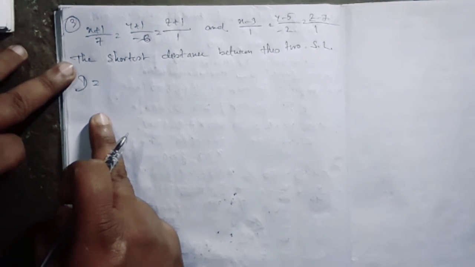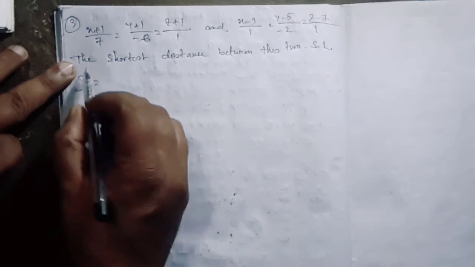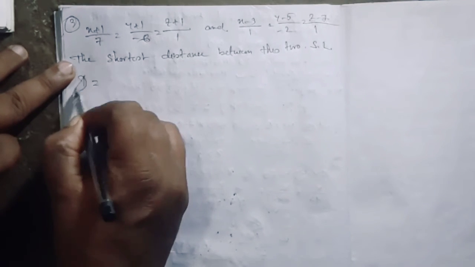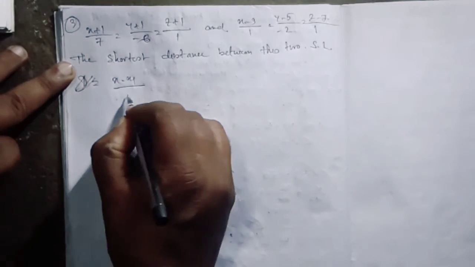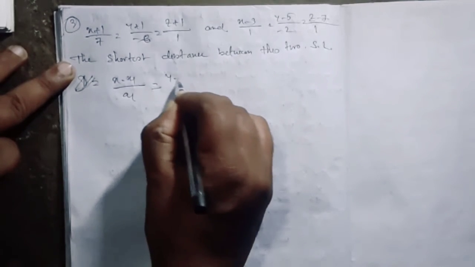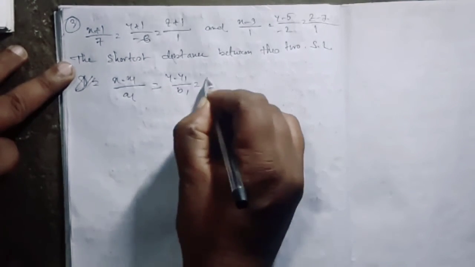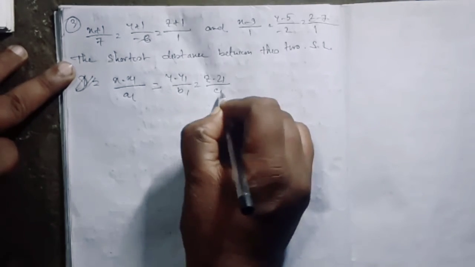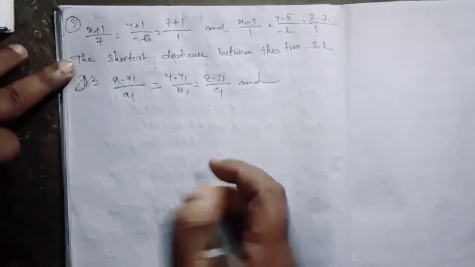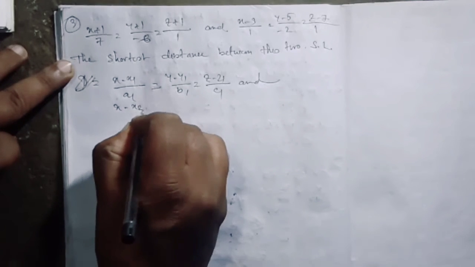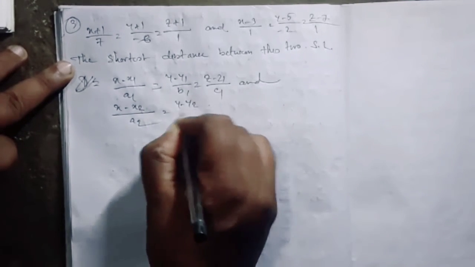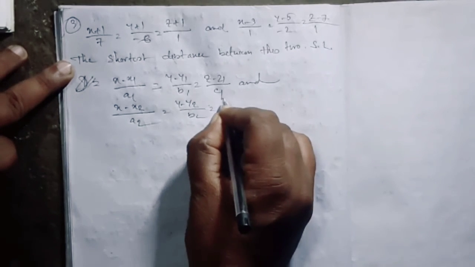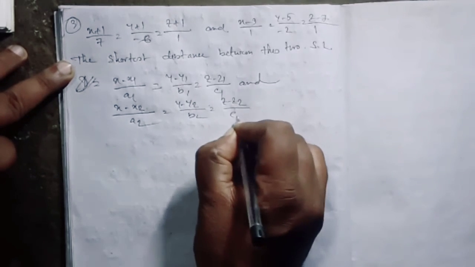Now, if we take two straight lines in the form (x minus x1)/a1 equals (y minus y1)/b1 equals (z minus z1)/c1, and (x minus x2)/a2 equals (y minus y2)/b2 equals (z minus z2)/c2.